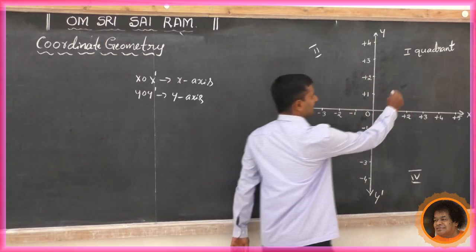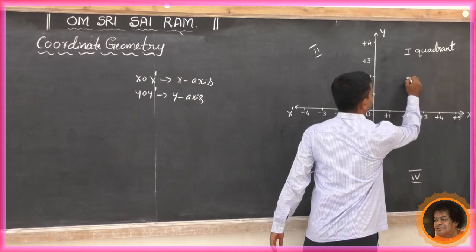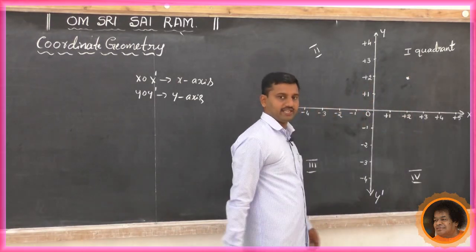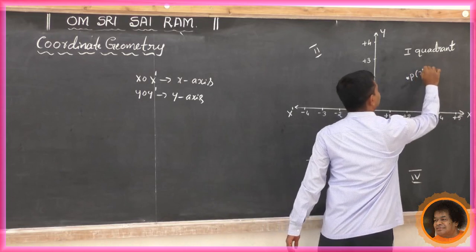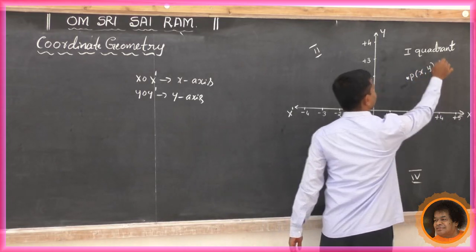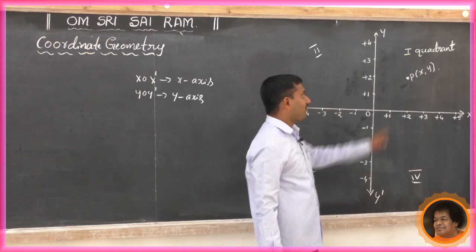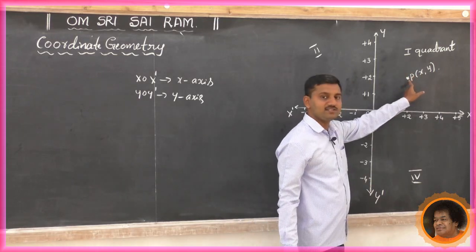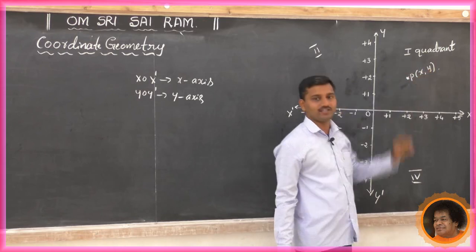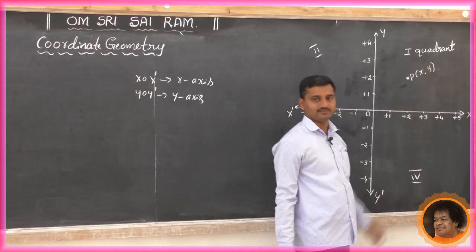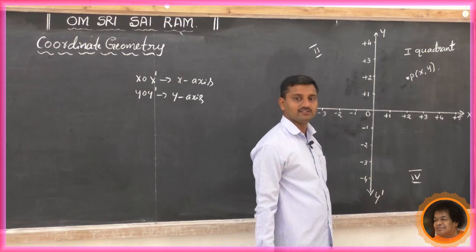Suppose let us consider any point on a plane. Let it be P. Its coordinates are always denoted as P of x comma y. Coordinates of any point on a plane are denoted as x comma y. What do you mean by x and y? What are x and y?